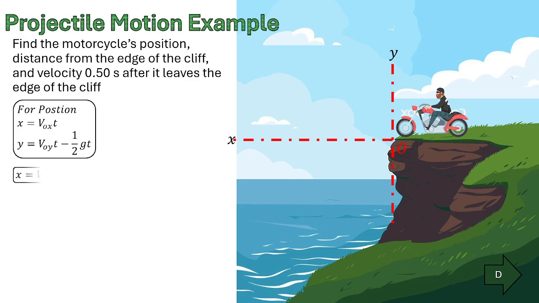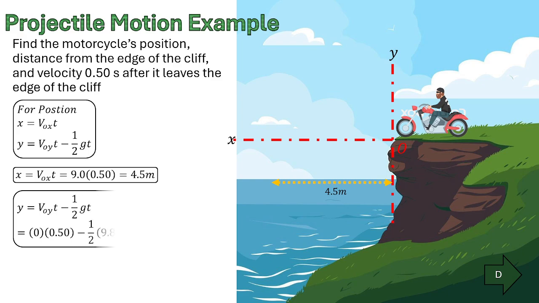So x is equal to v naught x t, which is equal to 9.0 times 0.5, which is equal to 4.5 meters. And that is around here. And for our y, y is equal to v naught y t minus 1 half g t squared: 0 times 0.5 minus 1 half times 9.81 times 0.5 squared.